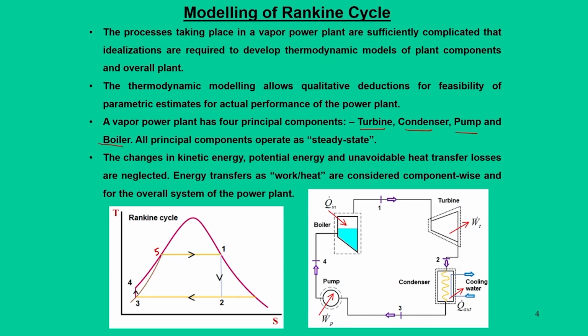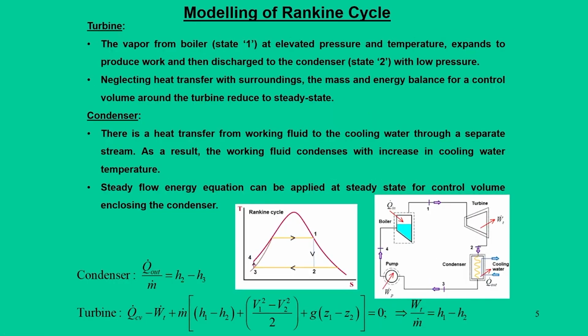Other assumptions that we make: changes in kinetic energy, potential energy, and wherever there are unavoidable heat losses, they are neglected, and energy transfers are interpreted as either work or heat, and they are considered component wise. And once we consider it component wise, then we can bring out the total information about the overall system. Now, let us understand each component one by one.